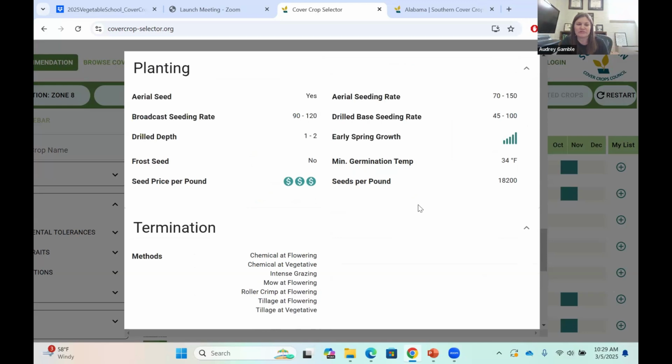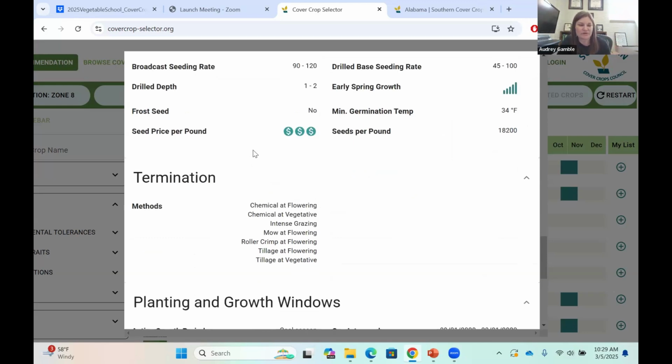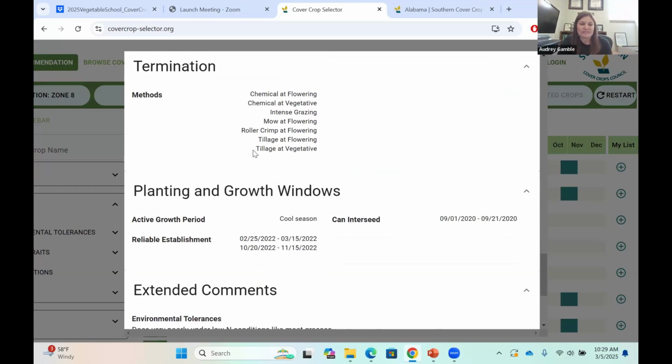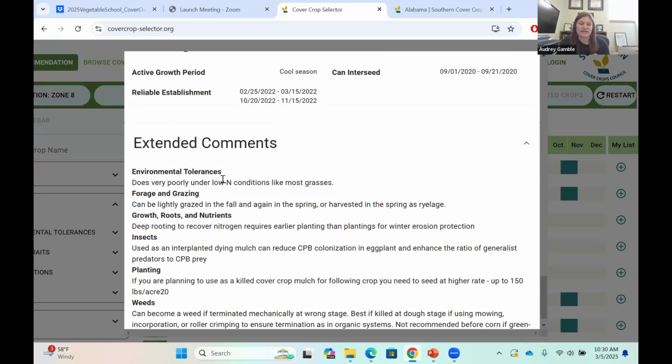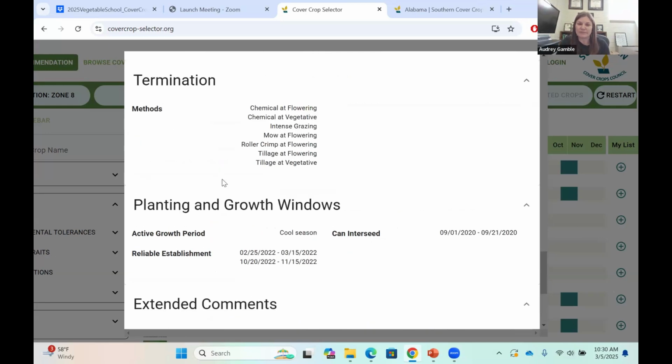So this is some good practical information that the producer is going to need, ways that we can terminate the cover crop, and then some other comments. For example, if we've got a cover crop that is maybe susceptible to a particular nematode or resistant to a particular nematode, that might be provided here. If there's certain insects or grazing considerations, just some extra comments that have been provided.